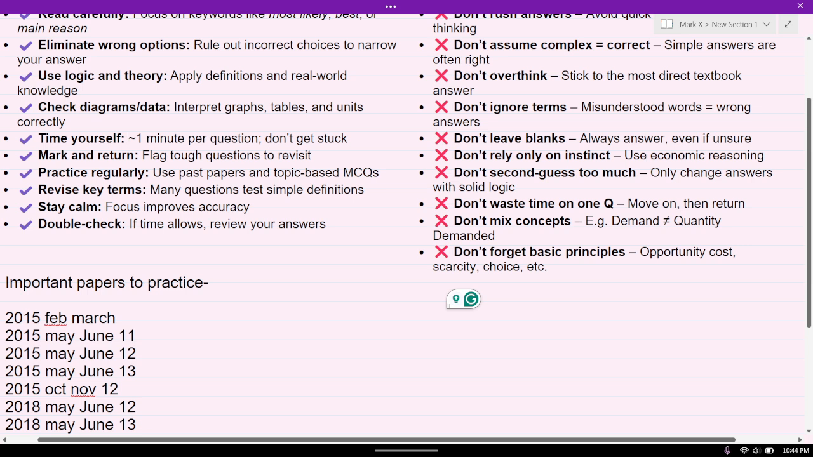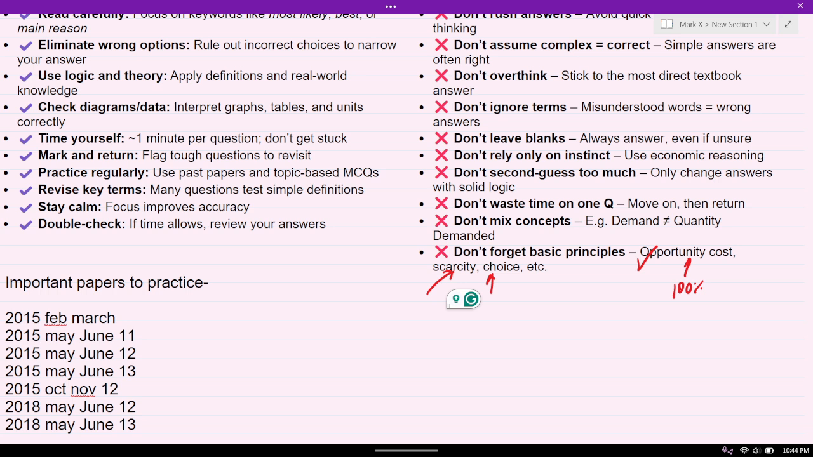Now don't forget your basic principles. Something like opportunity cost, there's 100% chance it will come, okay? Scarcity, choice, all the economic policies, fiscal, monetary, supply side, regulation, subsidies, taxes, it's something you should know.